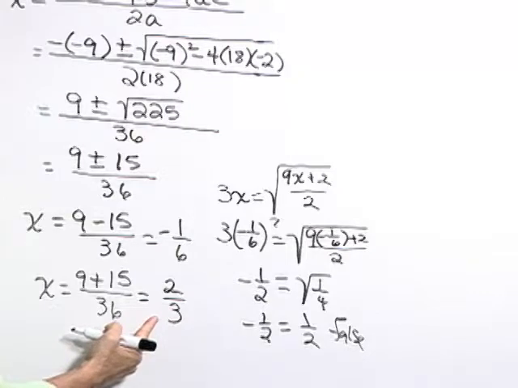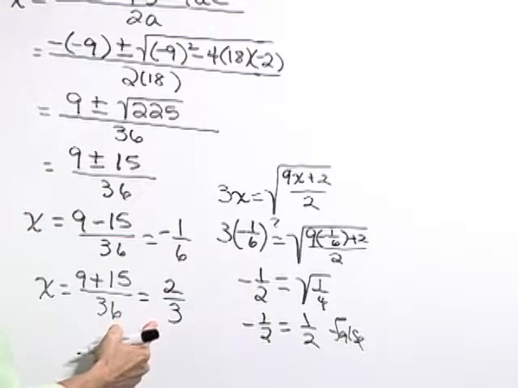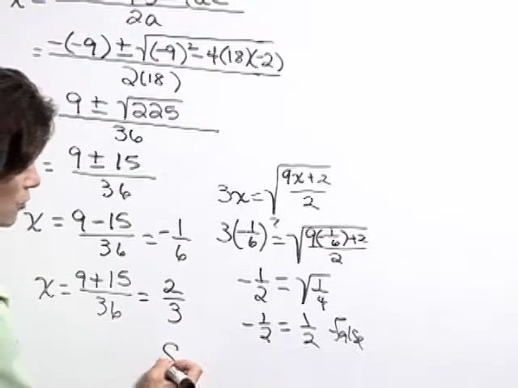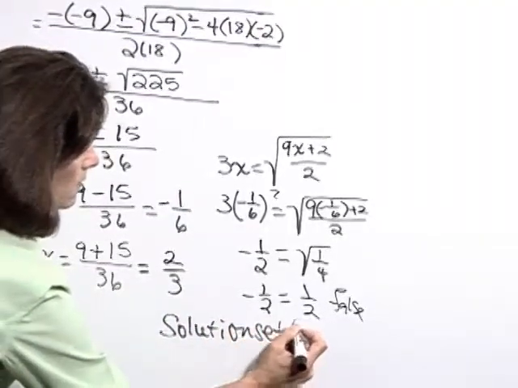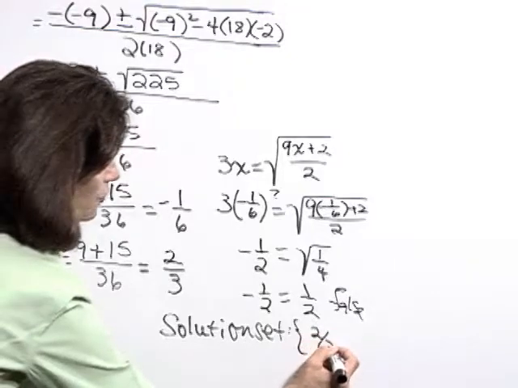I'm going to leave this other one for you to check. Substitute 2/3 into your original equation. It does work. It creates a true statement. Here our solution set is positive 2/3.